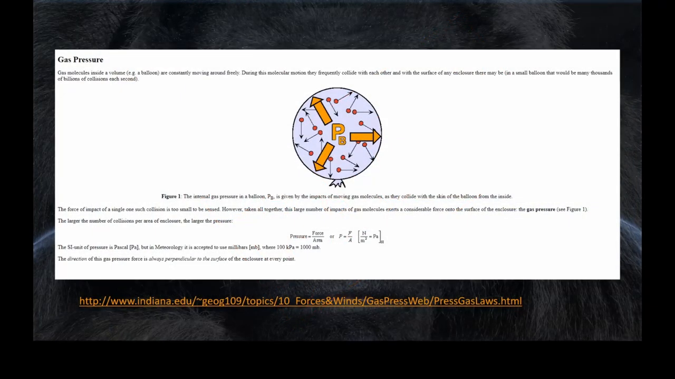This is gas pressure in a sealed container by Indiana University. They use the balloon example. It's a good example. We all know how this works. You blow into the balloon, it expands. The air you're blowing into the balloon is pressing on the inside of the balloon more than the air on the outside is pressing on the outside, so the balloon expands. The balloon resists that, and the impact of all the gas molecules inside the balloon against the inside walls of the balloon are what result in gas pressure.